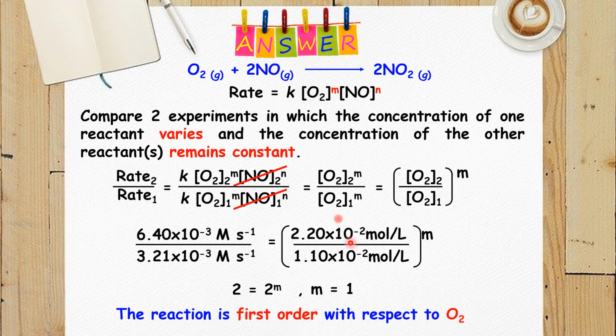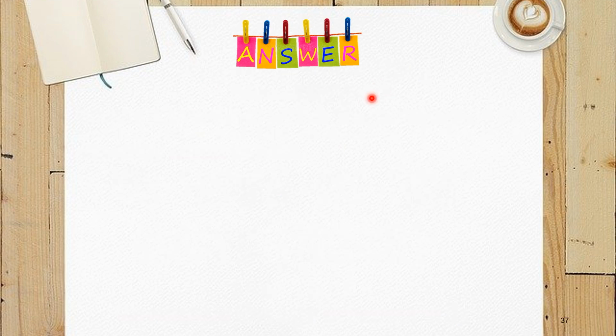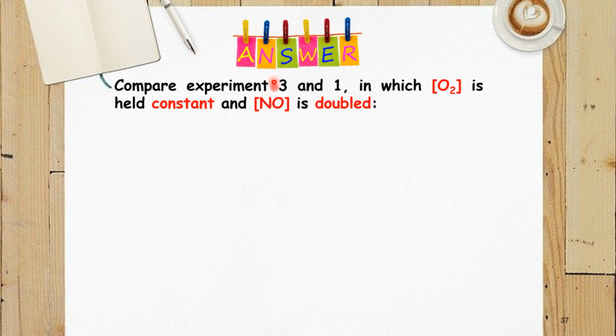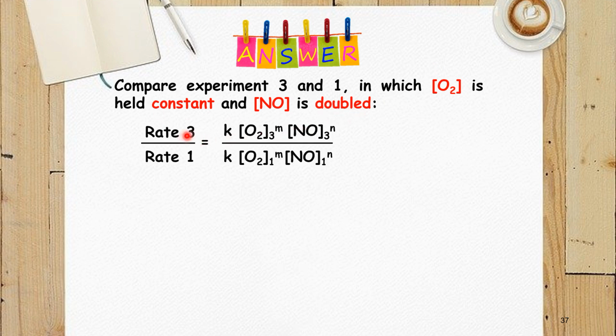Right, so next we want to find out the value of n. We can use the same method, so we compare experiment 3 and 1, in which the concentration of O2 is held constant, meaning the same value, and the concentration of NO is doubled, meaning it varies. So rate 3 divided by rate 1, and then we can cancel out the concentration of O2 since it is constant. We can also cancel out the K, since K is also constant, and therefore we will get like this.